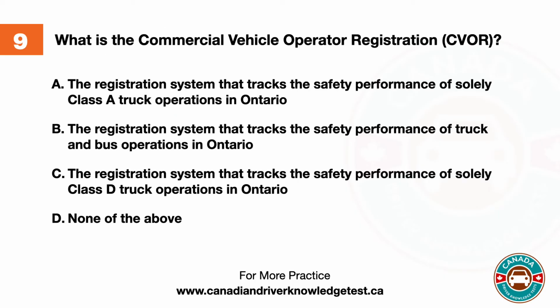Question 9. What is the Commercial Vehicle Operator Registration, CVOR? A. The registration system that tracks the safety performance of solely Class A truck operations in Ontario. B. The registration system that tracks the safety performance of truck and bus operations in Ontario. C. The registration system that tracks the safety performance of solely Class D truck operations in Ontario. D. None of the above. The answer is B. The registration system that tracks the safety performance of truck and bus operations in Ontario.